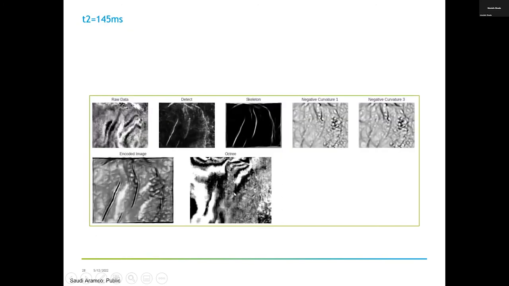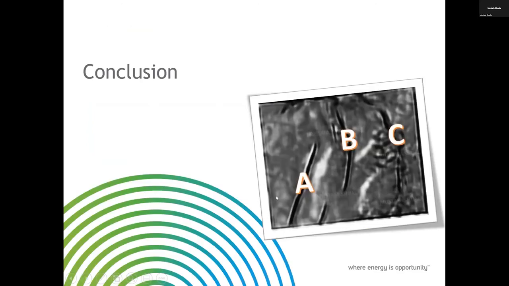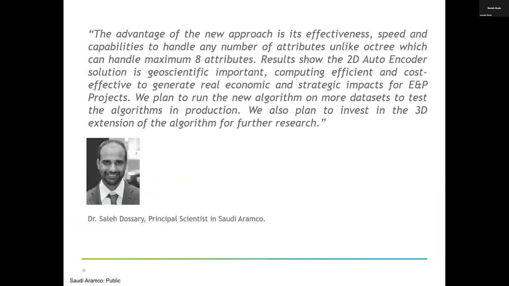Here is another example. See, this is a really good example showing the high resolution, which is way better than the conventional method. As a conclusion, as you can see, the machine learning technique autoencoder preserves all the features, which in our case are faults and fractures, from the combined attributes and shows better resolution than octree. It can also combine an unlimited number of attributes, which is not the case in octree, that's limited to only 8 attributes.